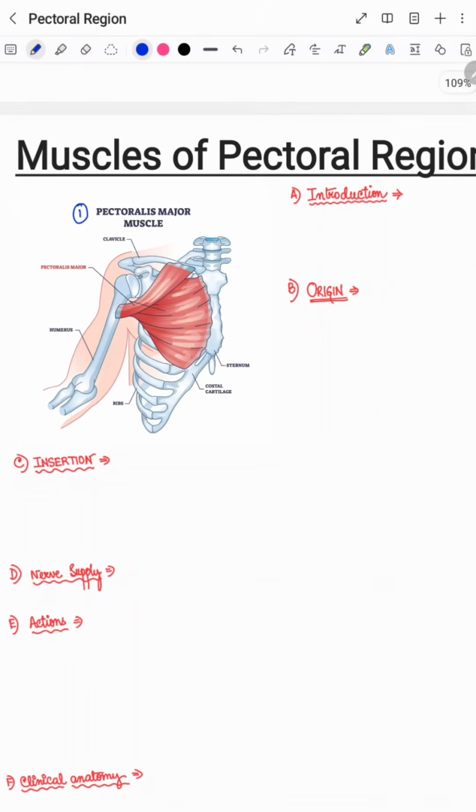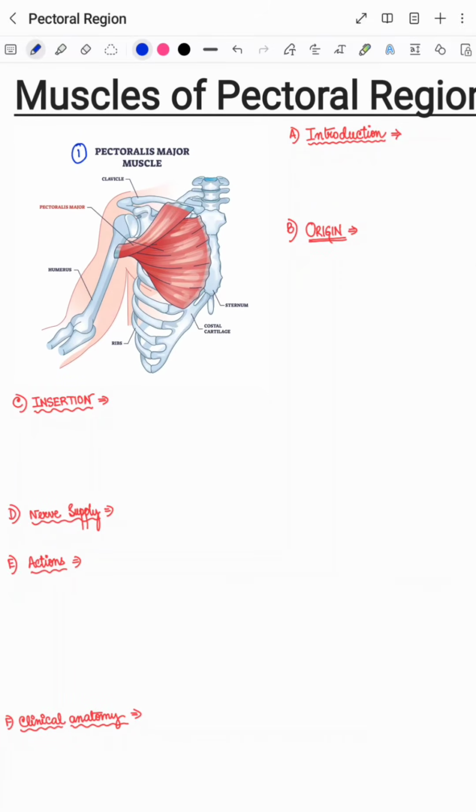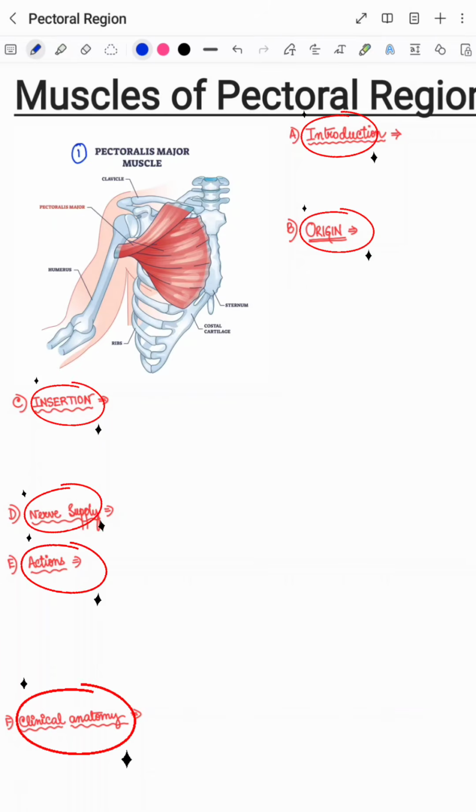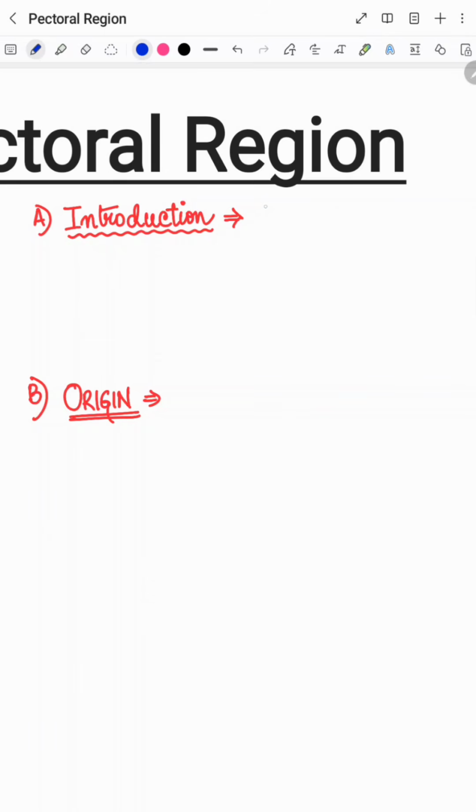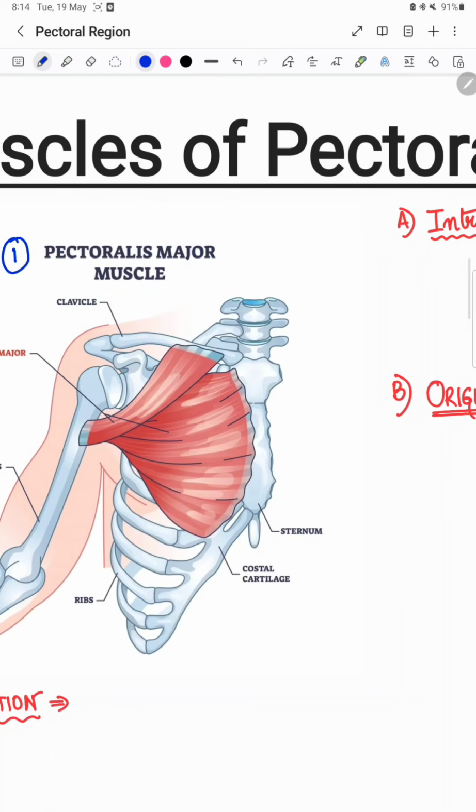Whenever you are writing any short note, or even if you are studying any muscle, you should always study any muscle under the 6 headings. First of all, introduction, the origin of the muscle, insertion of the muscle, the nerve supply of the muscle, what are the actions, and obviously if there is any clinical anatomy related to that muscle or that part of the body. The pectoralis major muscle is the largest muscle of this region. As we can see, it has a clavicular head and sternocostal head.